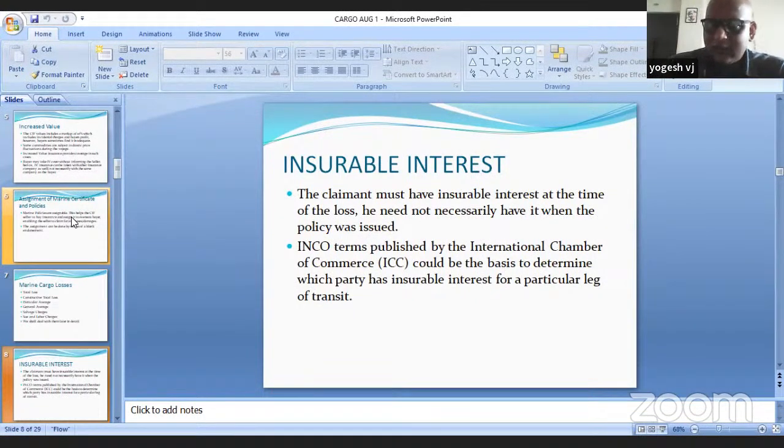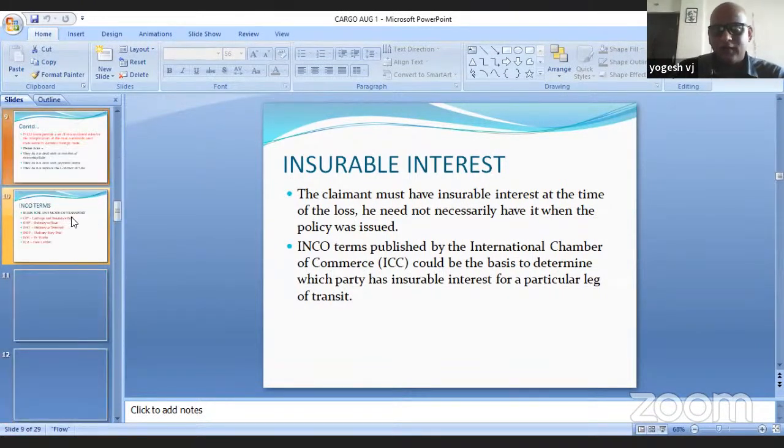Incoterms, that is international commerce terms, published by the International Chamber of Commerce, should be the basis to determine which party has insurable interest for a particular leg of transit. Now, there are 14 Incoterms, everyone knows this. They are clearly mentioned in IC 60, I think, marine cargo underwriting.